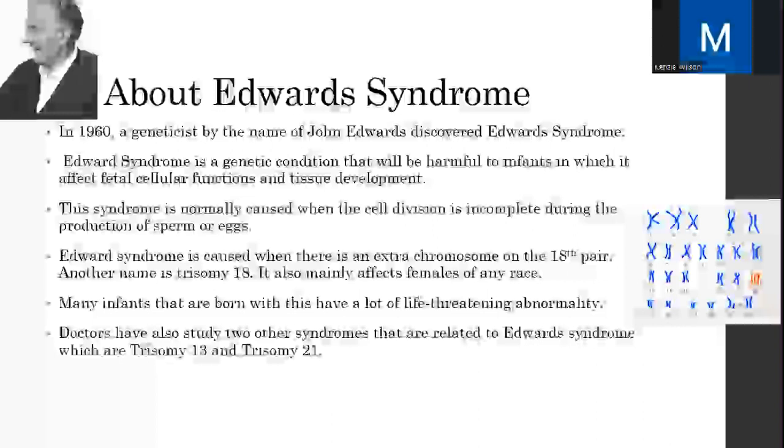Another name is trisomy 18. It mainly affects females of any race. Many infants that are born with this have a lot of life-threatening abnormalities. Doctors have also studied two other syndromes that are related to Edwards syndrome, which are trisomy 13 and trisomy 21. The pictures on this slide are a picture of John Edwards, and then this picture over here is of the chromosomes, and you can see that there is an extra chromosome on the 18th pair.